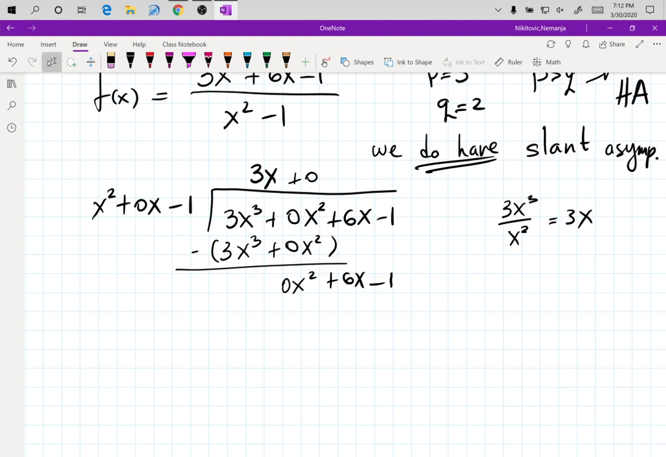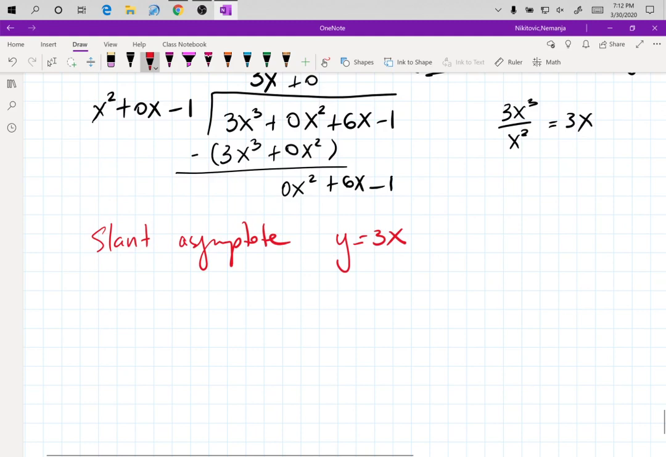The slant asymptote, we don't care about the remainder, we don't care about any of those things. We just want to calculate y equal mx plus b. So y equals 3x. That's it. That's our slant asymptote.